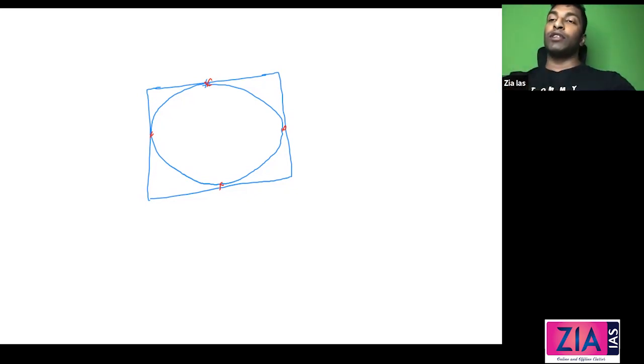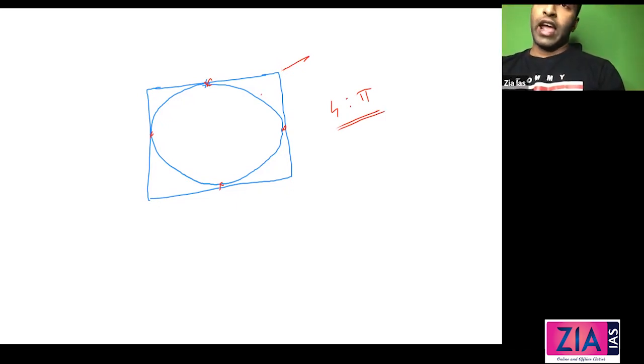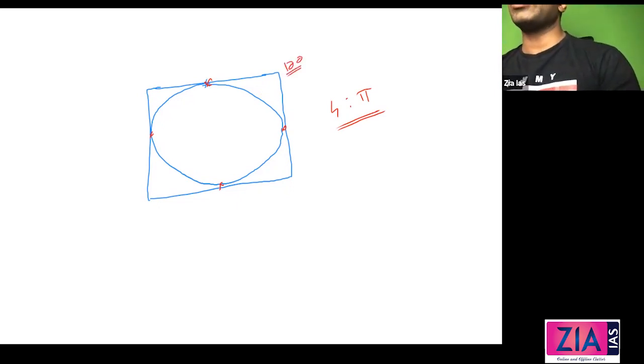Now there is a ratio. This ratio is something which you need to remember. 4:pi. If the area of the square is 4, this one will always be pi. I'm just talking about area. Just remember this, guys. And what does that mean? If I'm telling you this is going to be 100 area, can you guys tell me what is the area of this one?